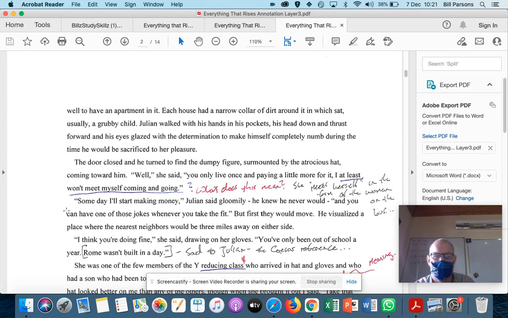Anyway, I hope that this has been useful to you and it explains the process of annotation. I'll also include my study skills guide and a copy of the story for your enjoyment.